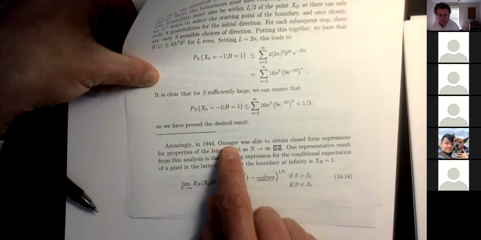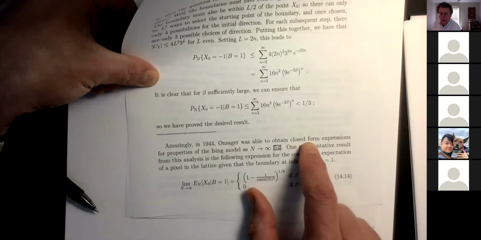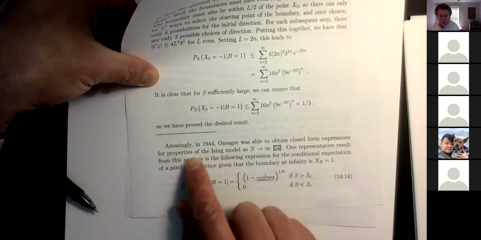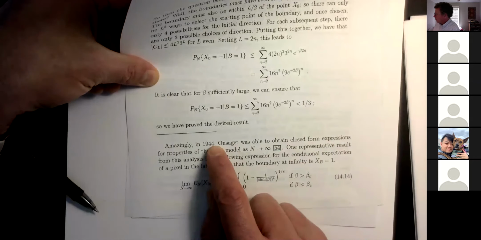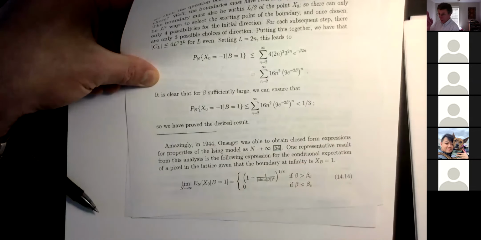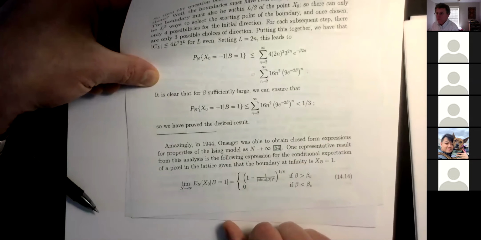Amazingly, in 1944, Onsager was able to obtain closed form expressions for the properties of the Ising model as n goes to infinity. That truly is unbelievable, because they weren't doing this on computers. The first computer was in like 1947, 48, the ENIAC at the University of Pennsylvania. When I was an undergraduate at Penn, I used to have to walk on the ENIAC to get in and out of the labs because they had it lying on the floor. That was kind of interesting. Now I think they have it in a museum.